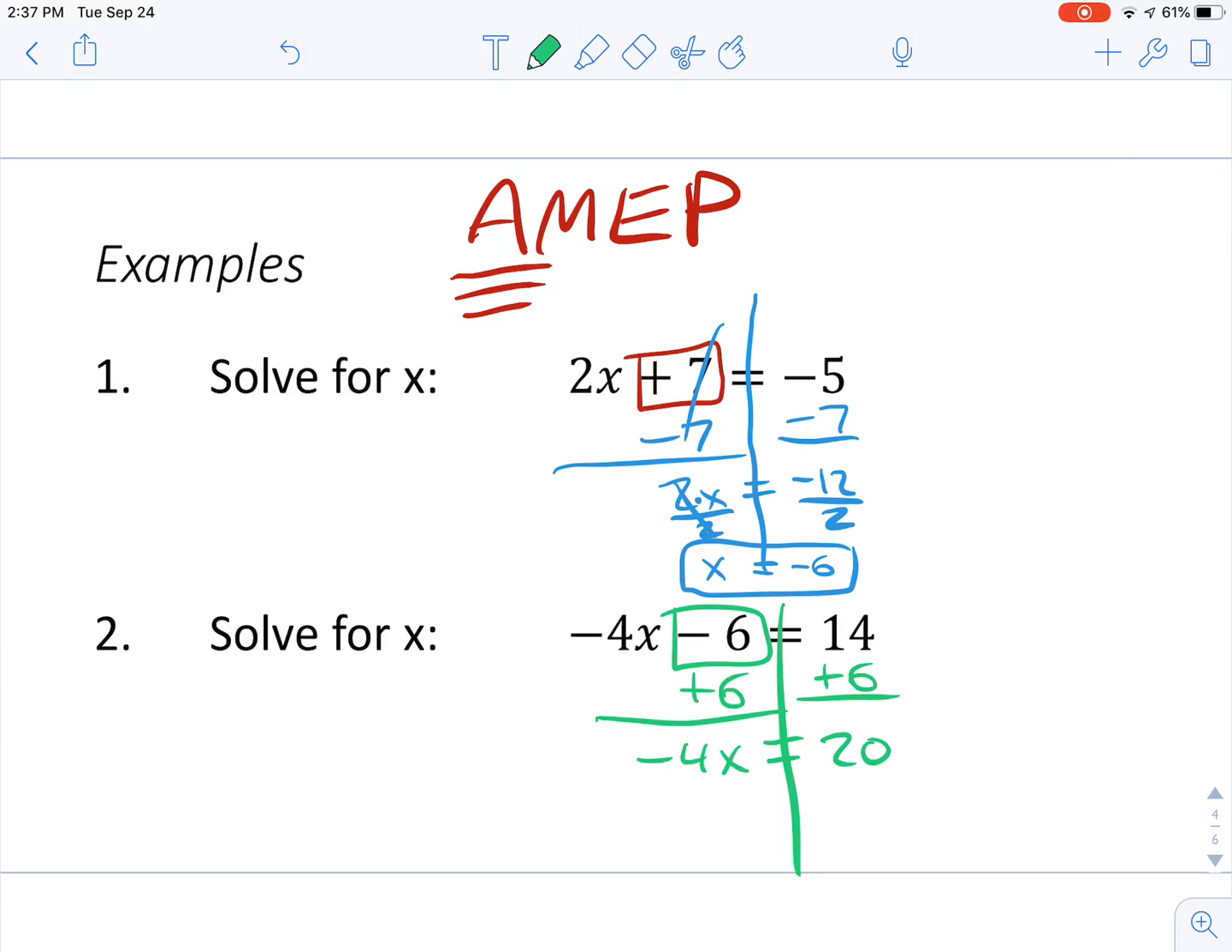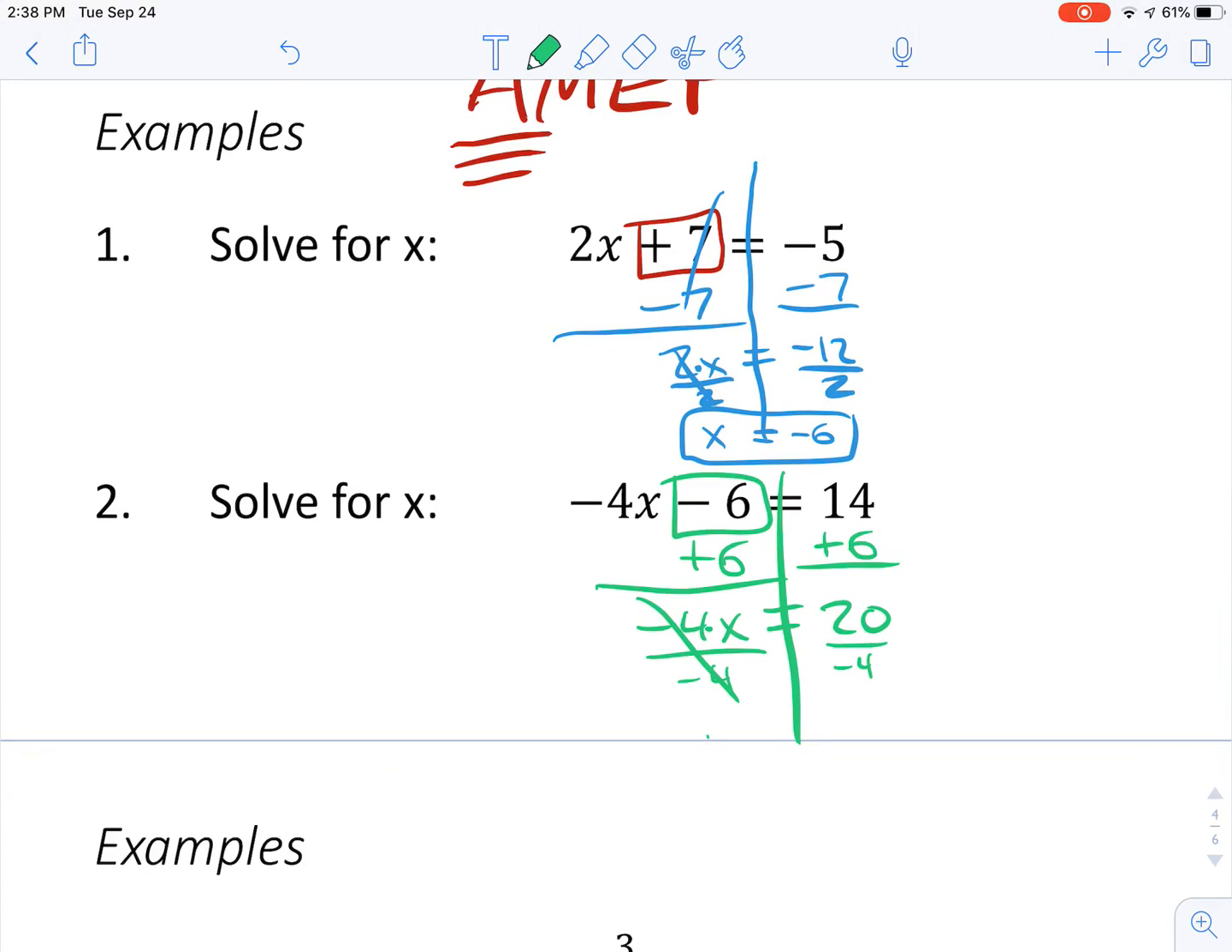I don't like that negative 4, so I'm going to divide both sides by negative 4 since this was multiplication. Some of you are going to want to add 4 because you see a minus 4, but that's a negative 4 being multiplied to x. So we're going to divide by negative 4. And if we do it to one side, we have to do it to both sides. So we're left with x equals, and we have 20 divided by negative 4, which is negative 5. X equals negative 5. And that's our final answer.